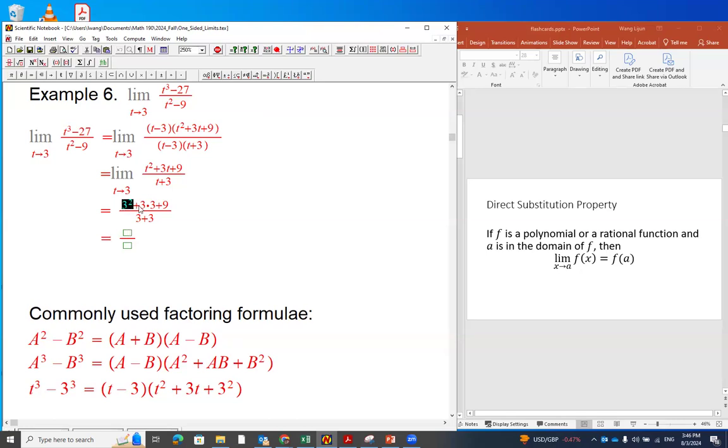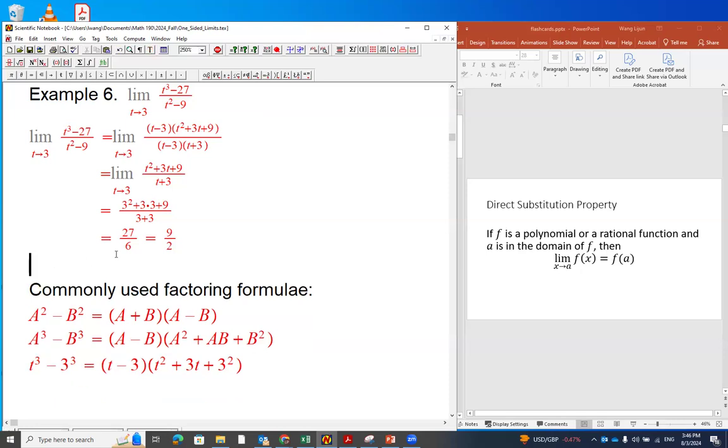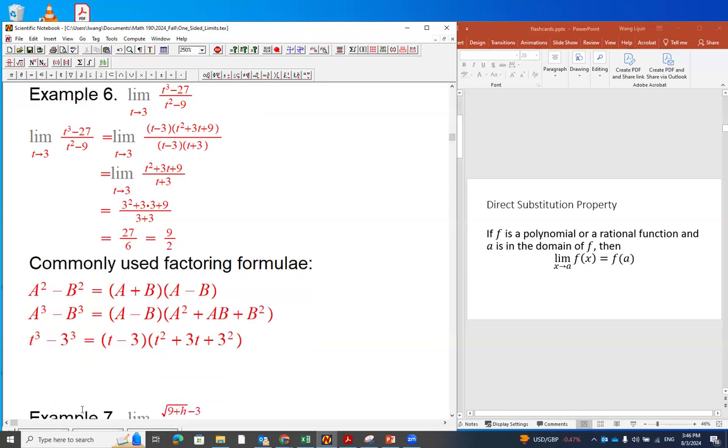This is 9, this is 9, and this is 9. We have 27 on top. The bottom is 6. Can we reduce it? We can reduce the 3, right? So 3 goes into 27, that's a 9. 3 goes into 6, that's a 2. And finished. 9 over 2. Okay, that's example number 6.